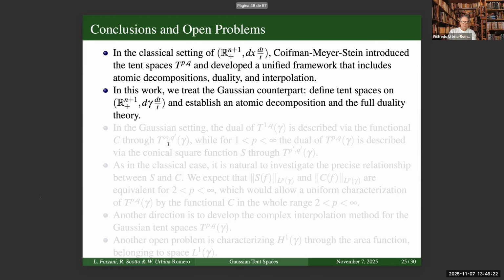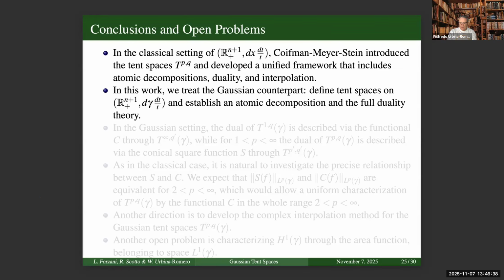So we treat the Gaussian counterpart of Coifman-Meyer-Stein, and following the same line of thought, we were able to remove the restriction that the 2012 paper by Portal and friends had imposed.